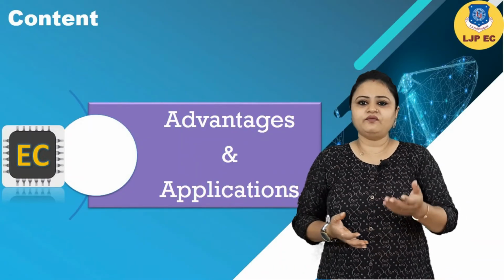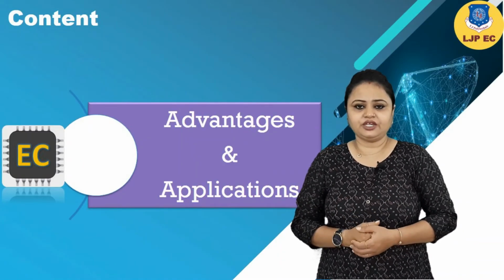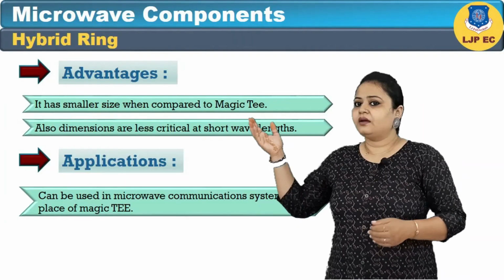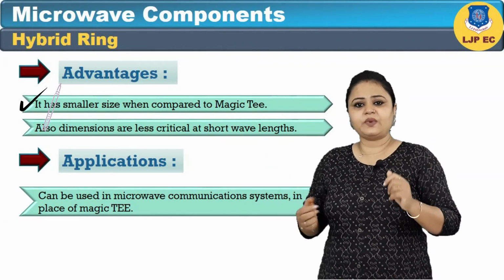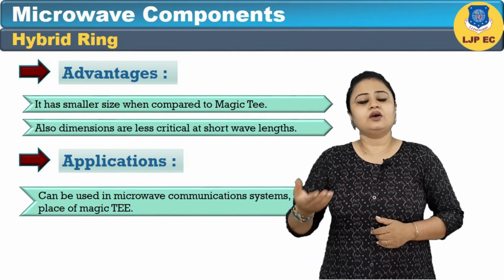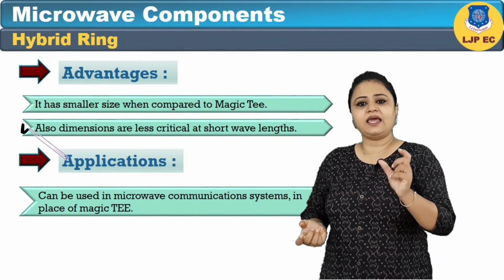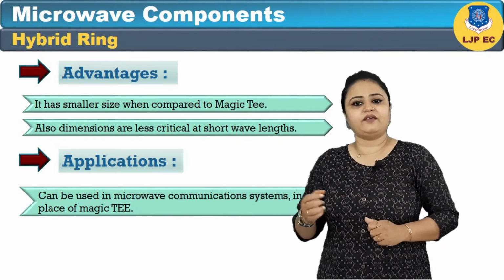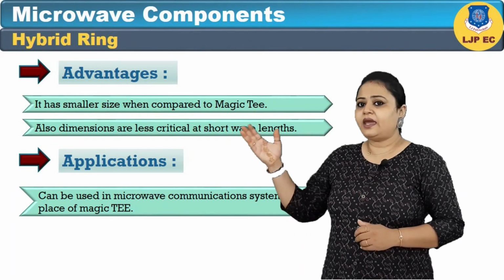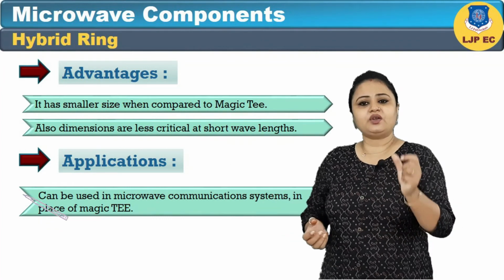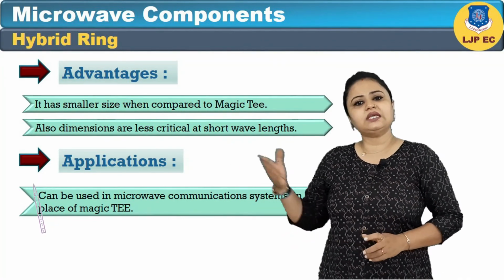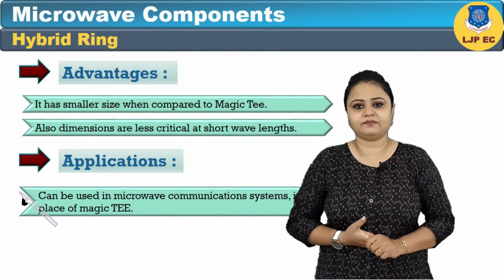Let us see some of the advantages and applications of hybrid T. It has the advantage that it has a smaller size when compared to magic T. Also, dimensions are less critical at short wavelengths. And in application, you can say it can be used in microwave communication systems in place of magic T.